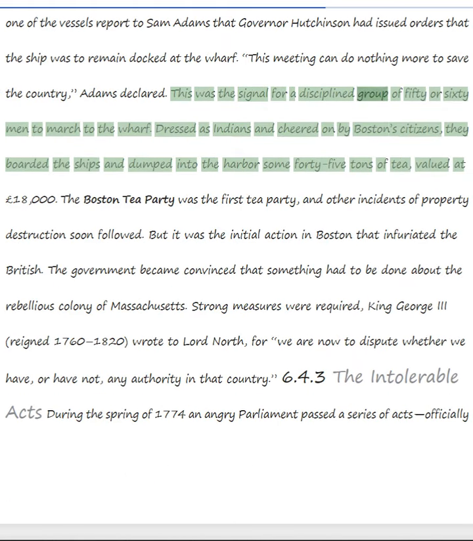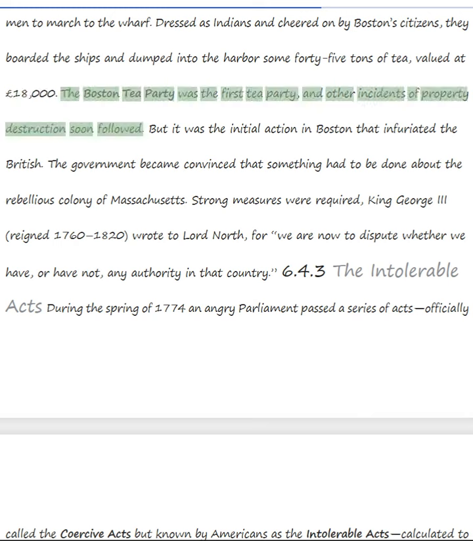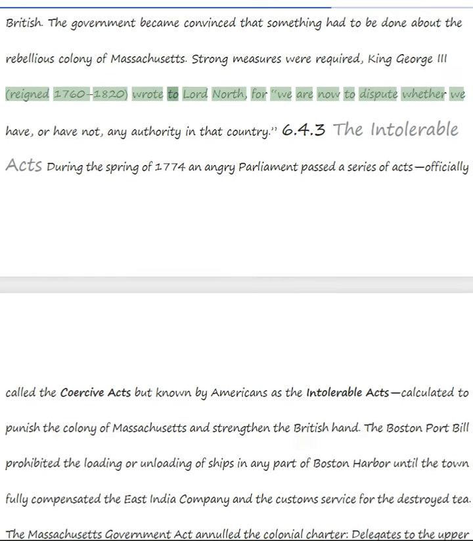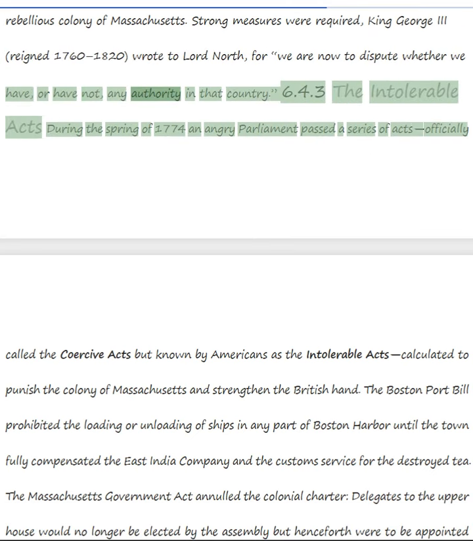This was the signal for a disciplined group of 50 or 60 men to march to the wharf. Dressed as Indians and cheered on by Boston citizens, they boarded the ships and dumped into the harbor some 45 tons of tea, valued at £18,000. The Boston Tea Party was the first tea party, and other incidents of property destruction soon followed. But it was the initial action in Boston that infuriated the British. The government became convinced that something had to be done about the rebellious colony of Massachusetts. Strong measures were required. King George III wrote to Lord North, "For we are now to dispute whether we have, or have not, any authority in that country."